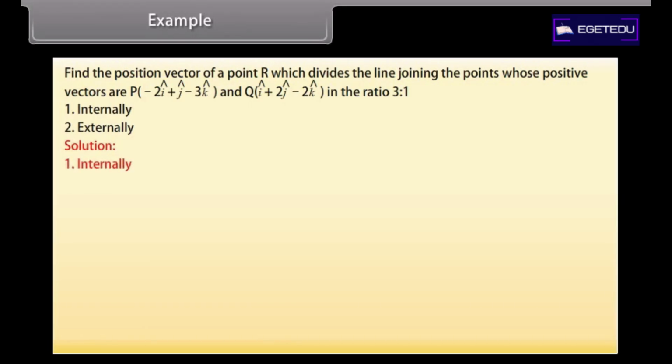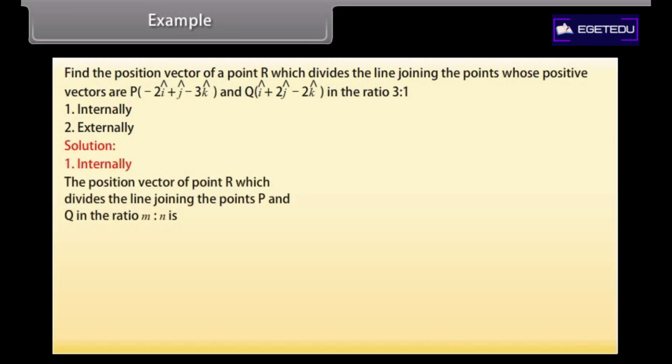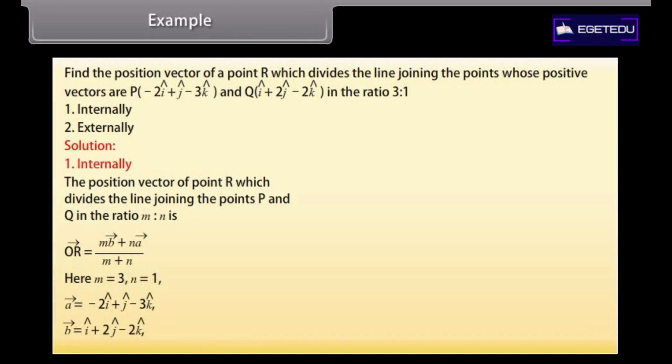Solution: 1 internally. The position vector of point R which divides the line joining the points P and Q in the ratio m:n is vector OR equals m vector B plus n vector A by m plus n. Here m is equal to 3, n equals 1. Vector A equals minus 2 cap i plus cap j minus 3 cap k. Vector B equals cap i plus 2 cap j minus 2 cap k.